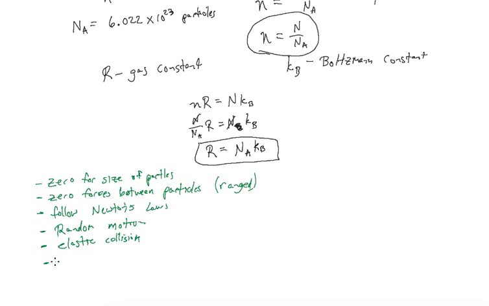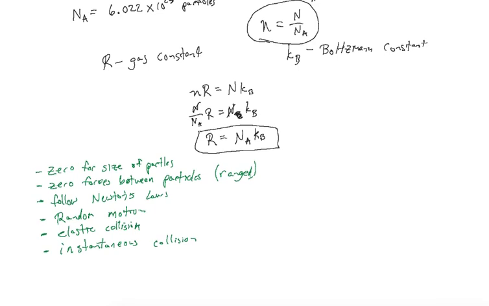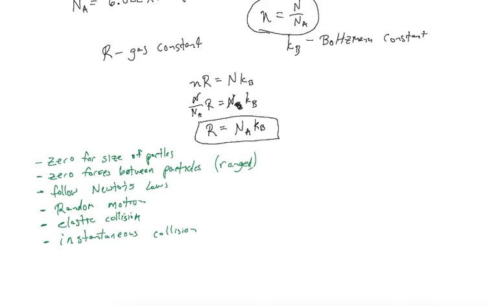And then the collisions occur. The collisions are instantaneous. So instantaneous collisions, they occur immediately. There are no long drawn out collisions. Now, again, all of these aren't necessarily true, but they're all close enough to being true that this works very well. So for this idealized situation we're talking about here, PV equals nRT will work.